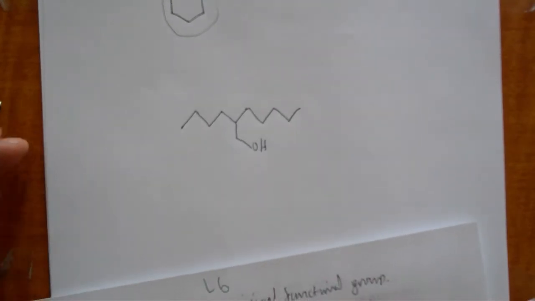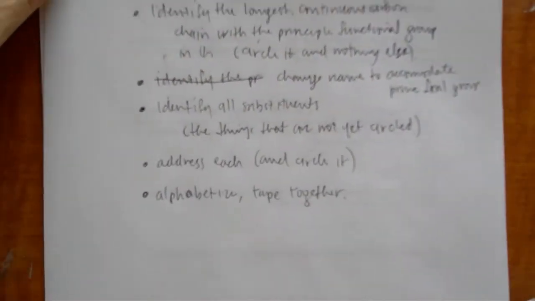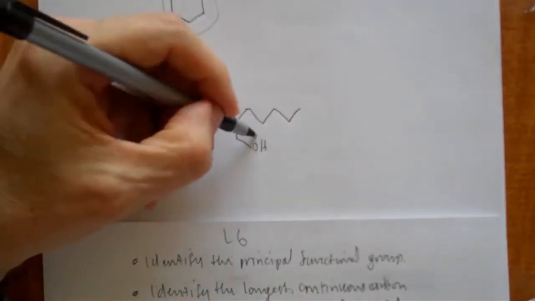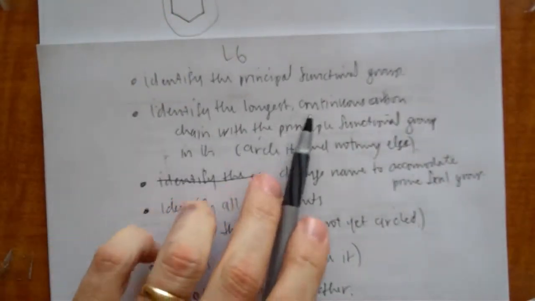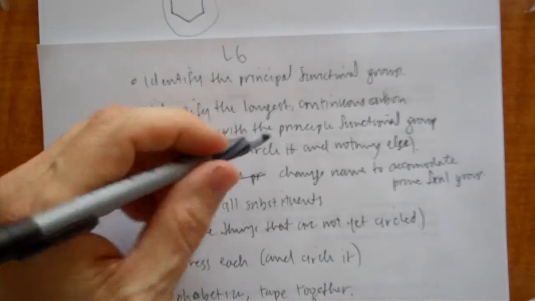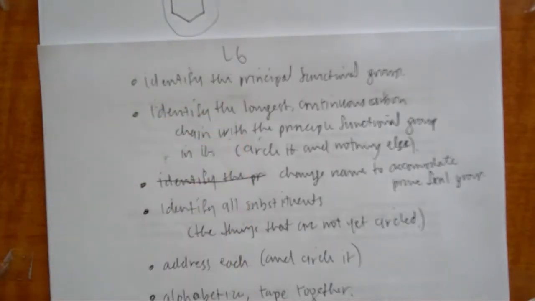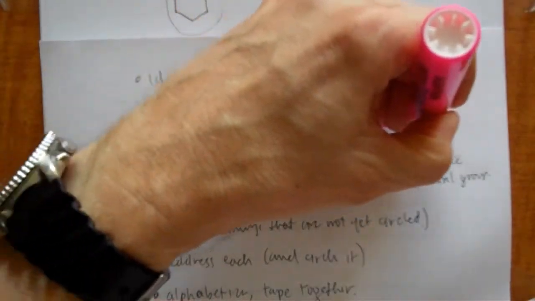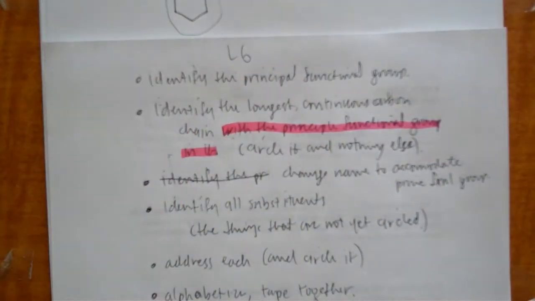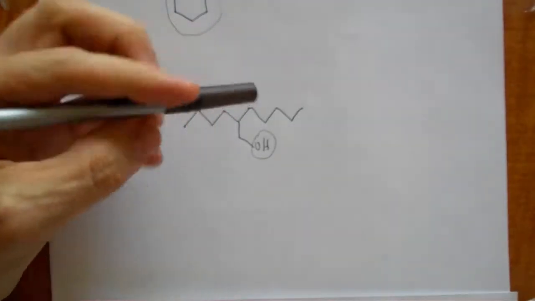Okay. So, identify the principal functional group. Hydroxy. Now, identify the longest continuous carbon chain, with the principal functional group in it. Circle it and nothing else.